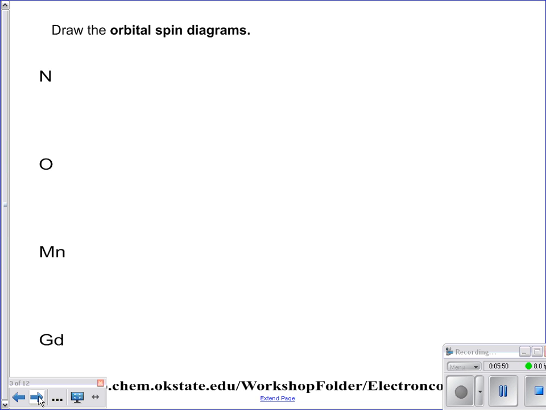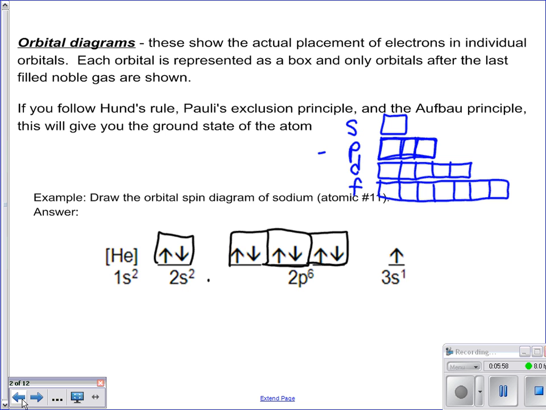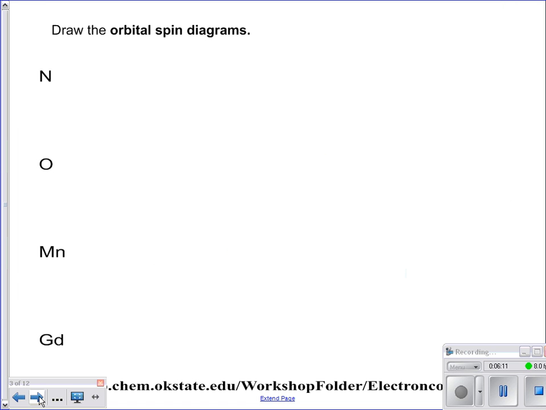Here we want to draw our orbital spin diagrams. In order to do this, we need to know the electron configuration. So somewhere, I bet it said this in here, is that we are going to go ahead and represent these orbitals only after the last filled noble gas. So in other words, we're going to use our shortcut method that we learned yesterday, which is showing that noble gas configuration.